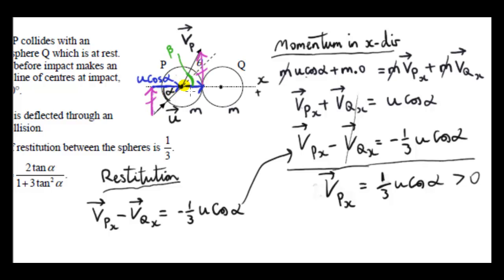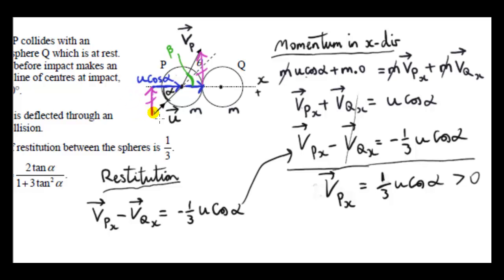That's because there's no force on sphere P in the y direction. The force on sphere P is along the line joining the centers, so it's in this direction. So the acceleration of sphere P is in the x direction only. There's no acceleration in the y direction. No acceleration in the y direction means no change of velocity in the y direction. So the velocity in the y direction is constant.